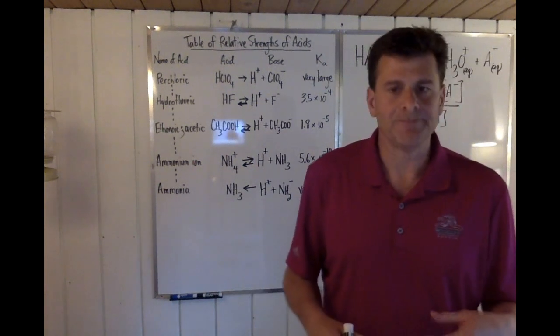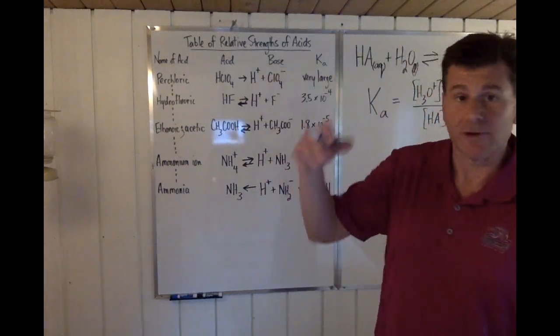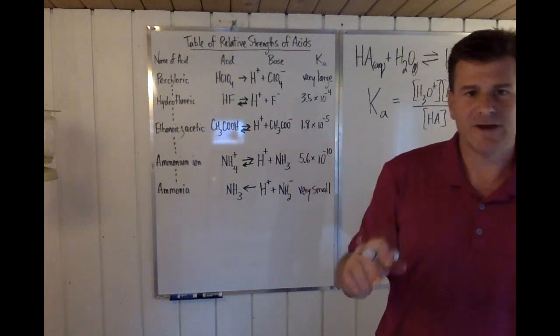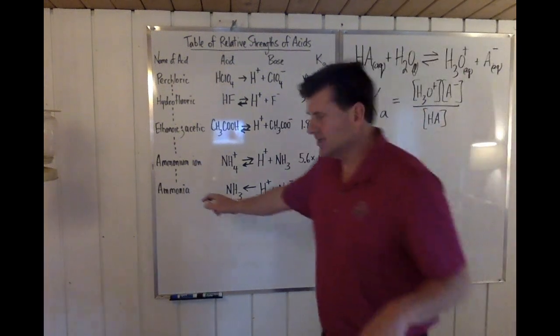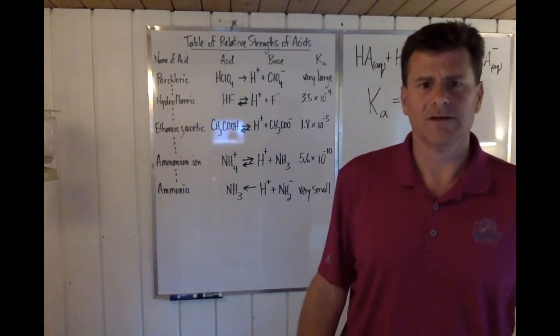It's still going to make it. But it's further down on the chart because it's weaker, and you get progressively weaker. You get down to the very bottom, and you have this acid called ammonia. And you might say, well, ammonia is what?